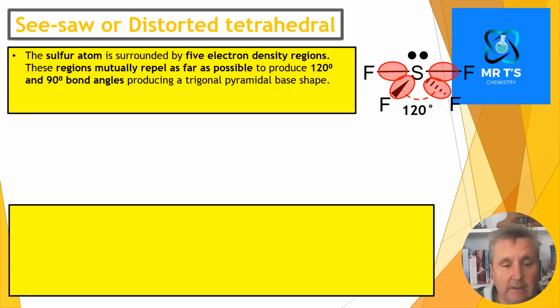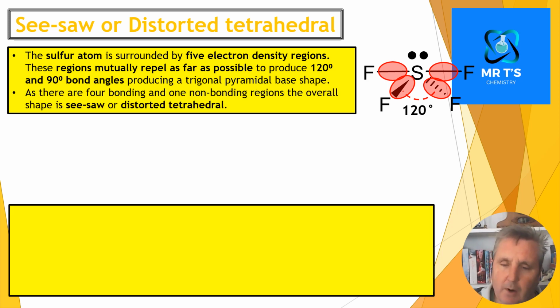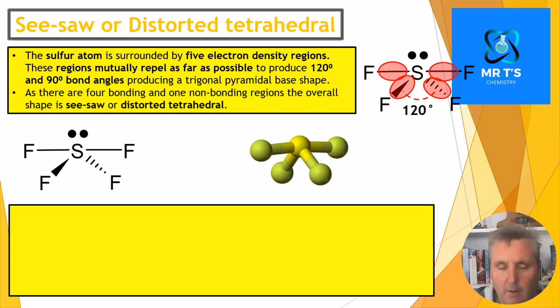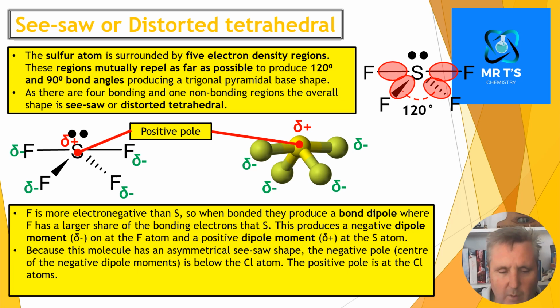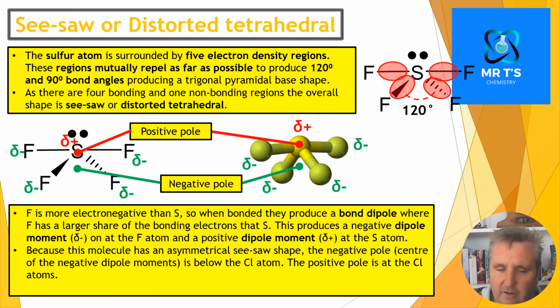It's called seesaw. So here again, it is based on a trigonal bipyramid shape because there are 5 electron density regions. Because 4 of them are bonding and 1 is non-bonding, we get this seesaw shape or distorted tetrahedral. When we look at this shape, it appears to be asymmetric. It is. Look on the right here in this representation of this molecule. Let's put the dipole moments in. We can see the center of the positive dipole is in the center of the sulfur atom, and we can see the center of the negative dipoles is slightly below the sulfur.